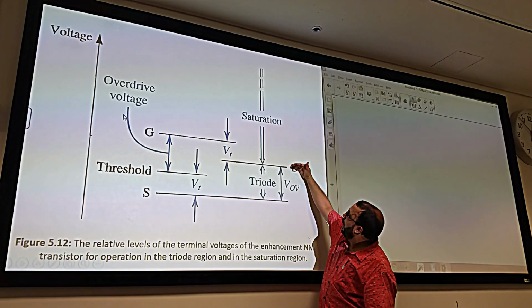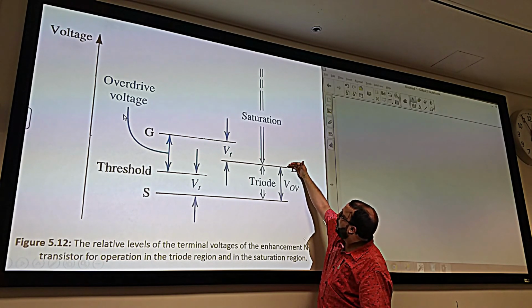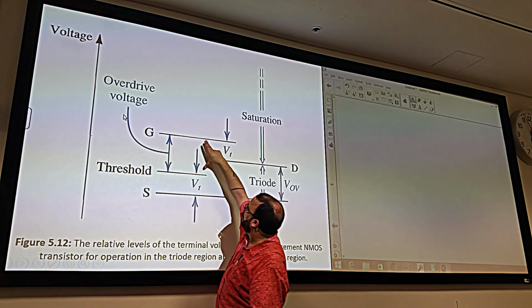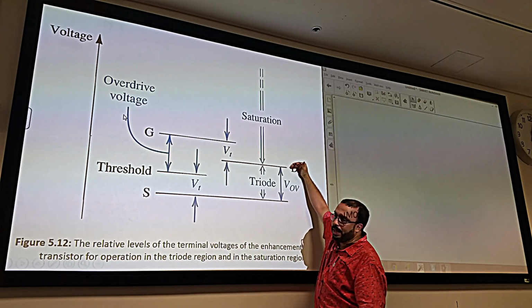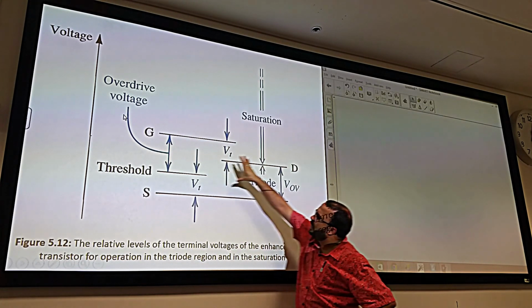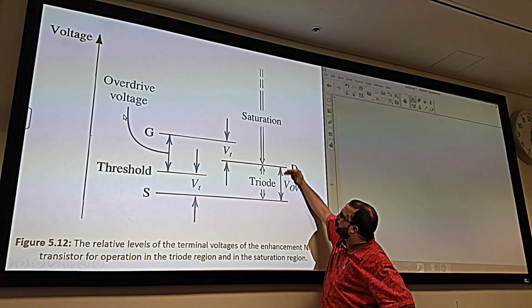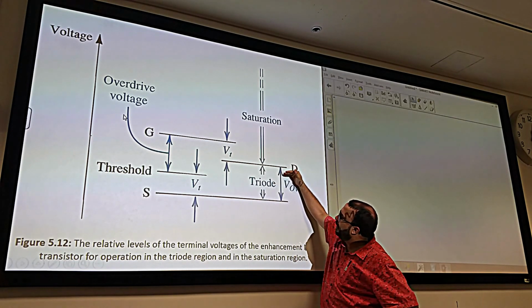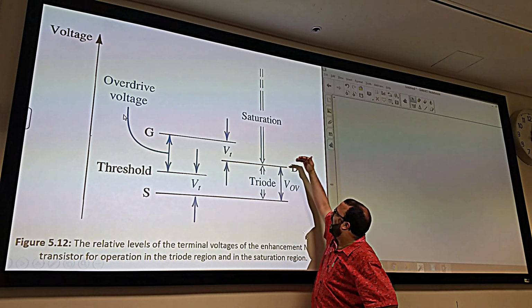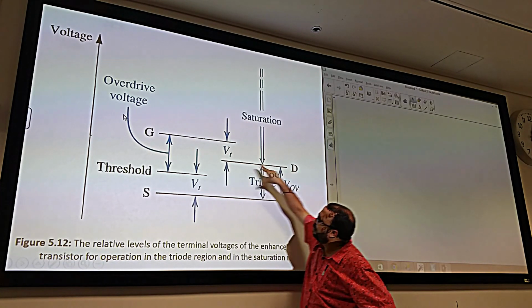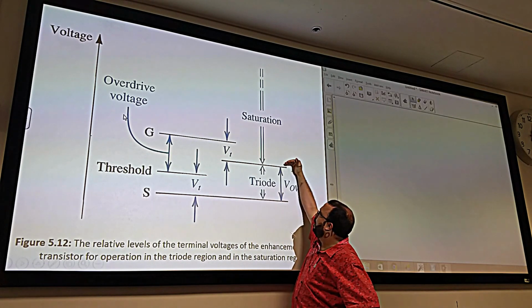Now, if VDS is below this distance, which is equal to this distance, so we bring this distance and we come here. If the drain voltage is below this distance that we copied here, we are in? Now, if it is above this distance, then we are in?